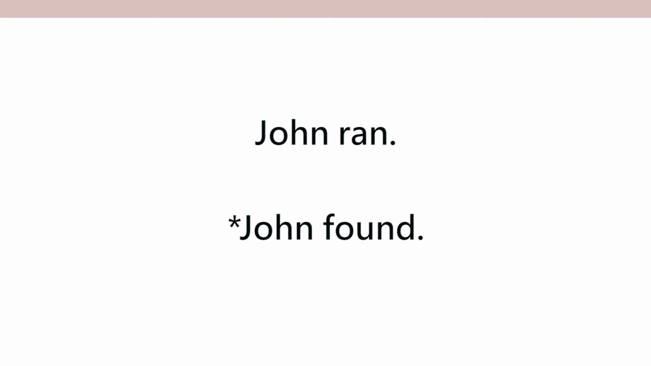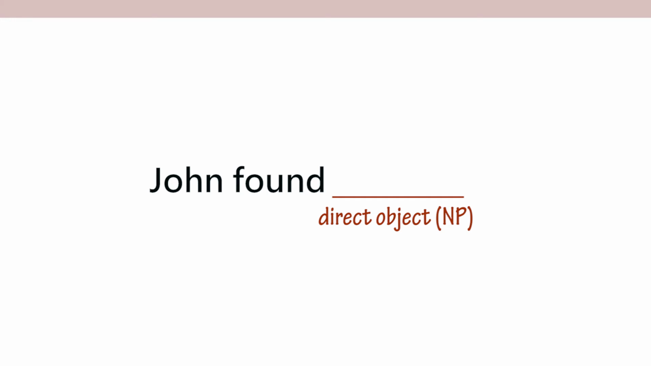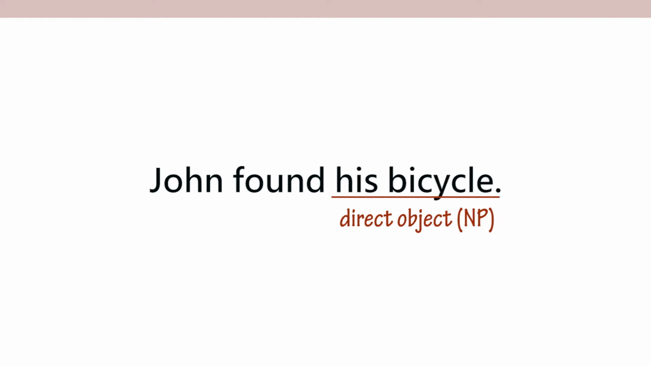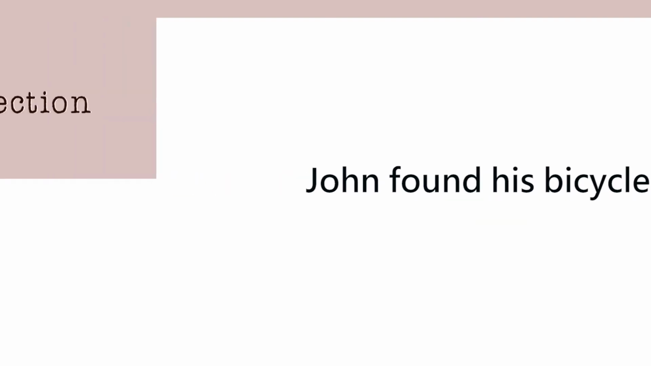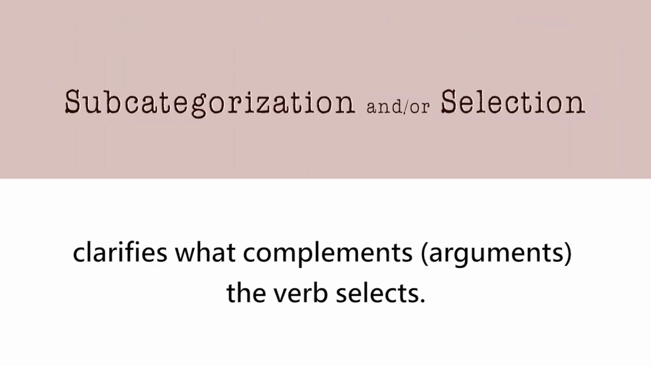So when in English you use the verb find, you need to have a noun phrase as direct object. So John found the coin, right? Or John found his bicycle. So the framework within which you say how this verb works is called subcategorization or selection. You would say that the verb find selects two arguments. One is the subject, or here the agent, and then the other one is the theme. So what subcategorization does is clarify what complements the verb selects because it's necessary. If it were not necessary, it would be called an adjunct.